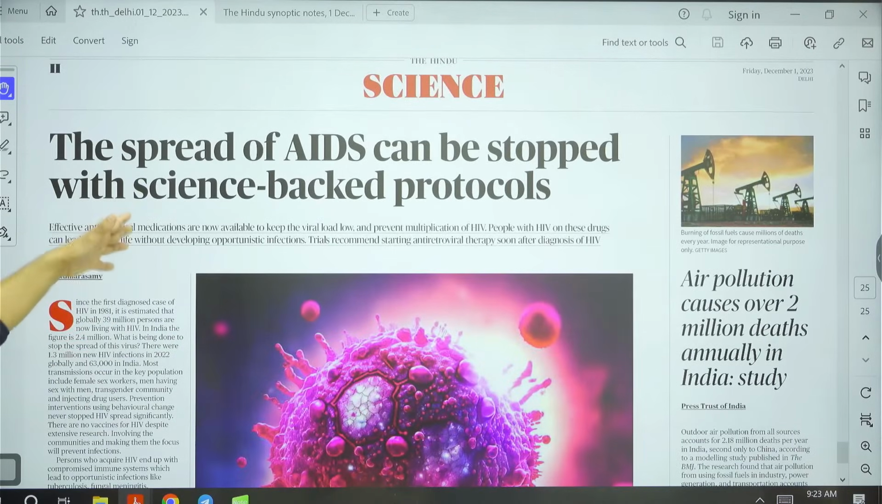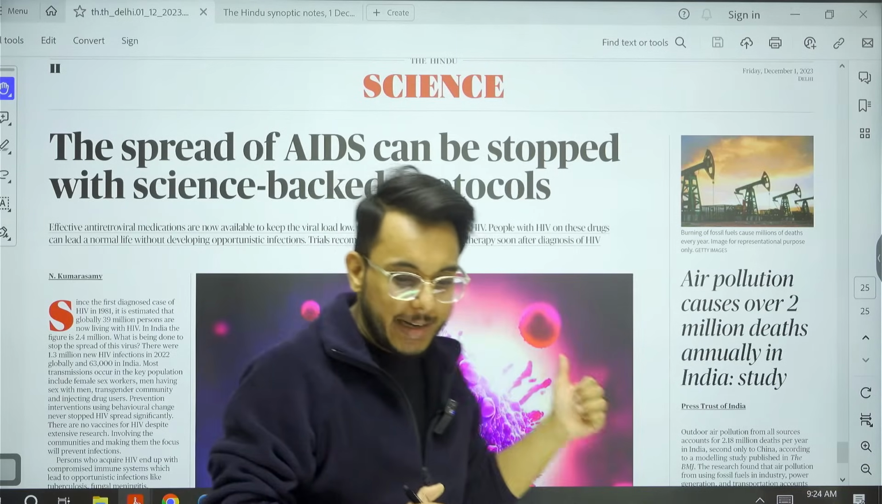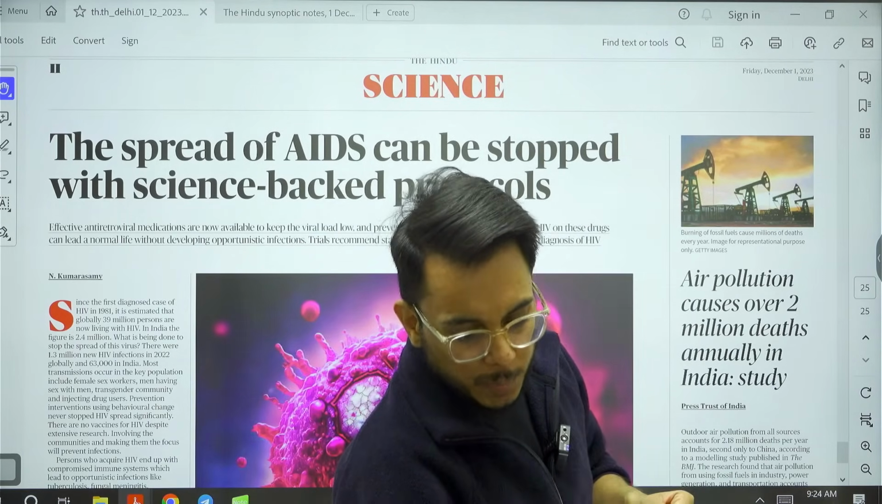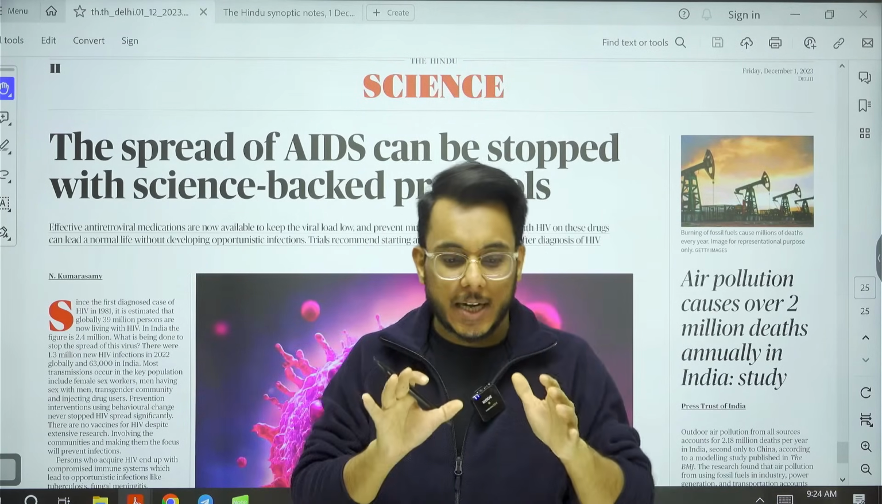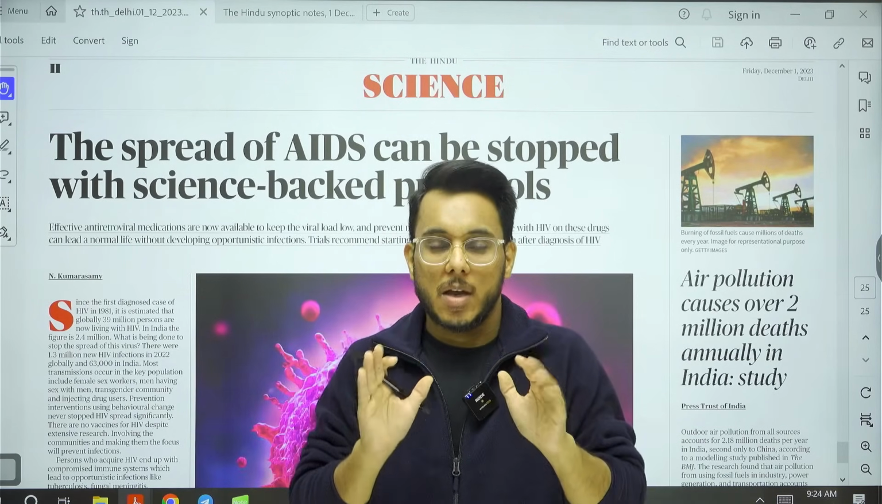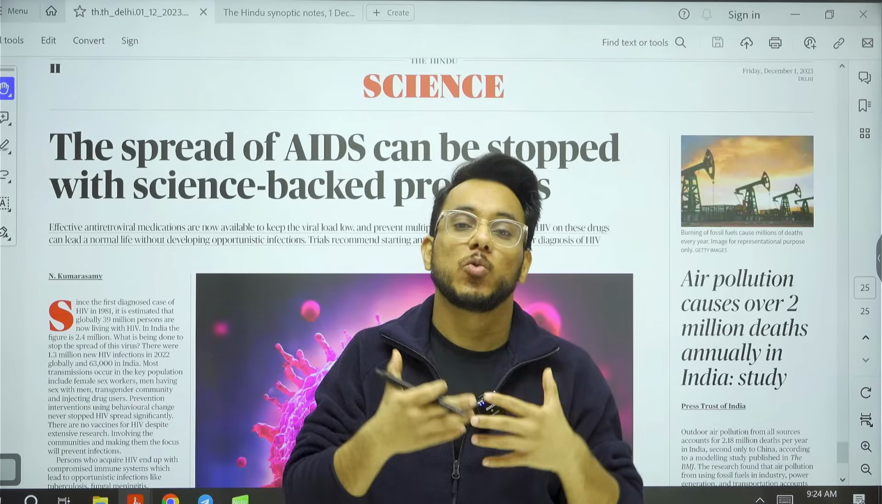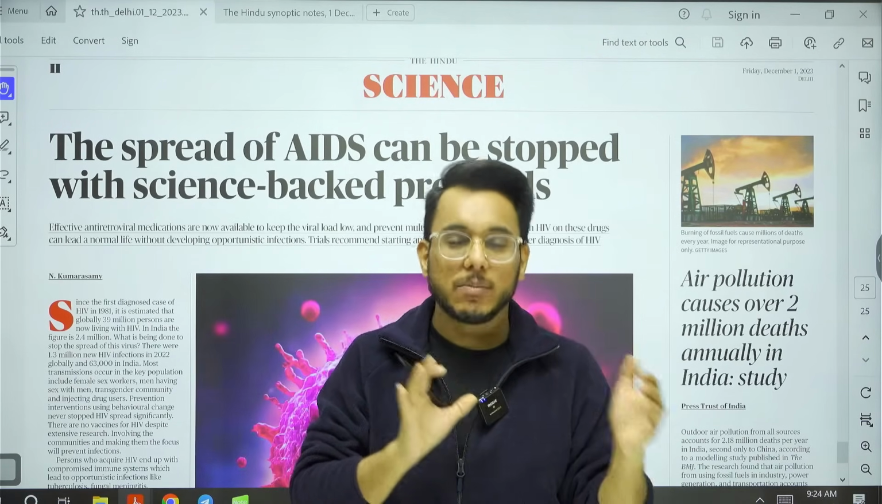Science page today is talking about the spread of AIDS. So we'll take this particular article with respect to health related issues, GS paper number 2. Okay, so this is a brief overview of the newspaper, and the objective of this brief overview is just one: to show you, rather than telling you, the placement of articles, as well as to show you how you should skim through the paper.